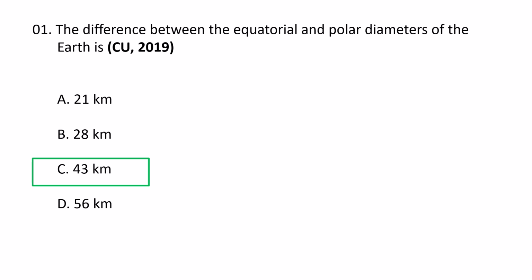The equatorial diameter, which is the distance across the Earth at the equator, is about 12,756 kilometers. And the polar diameter, which is the distance from North Pole to South Pole, is about 12,714 kilometers. So that's why the difference is 43 kilometers. C is the correct option.